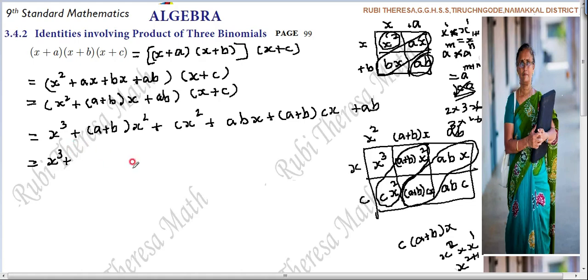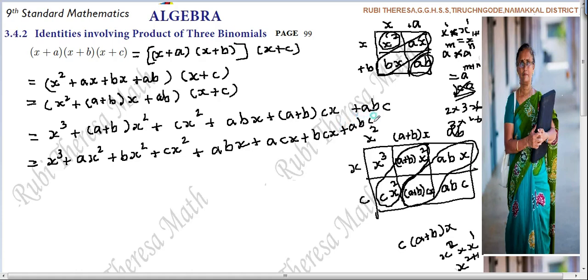Understand? Do you follow? This is C. Sorry. If you want to write like this, you write it. A into X squared, AX squared. Plus B into X squared, BX squared. Plus C into X squared, CX squared. Plus here, ABX. Plus, what is it? ACX. Otherwise, BCX. Understand? ACX plus BCX plus ABC.